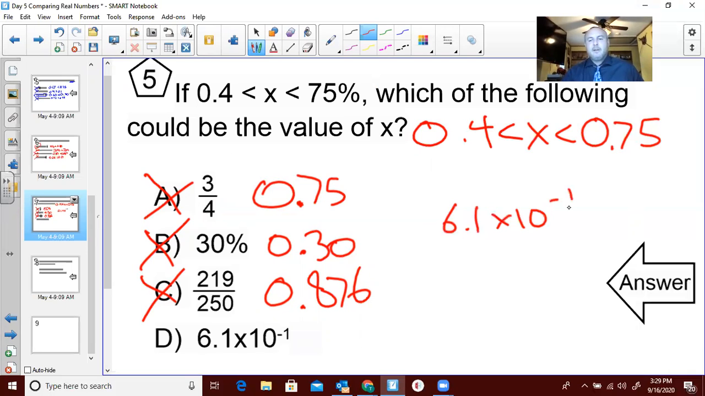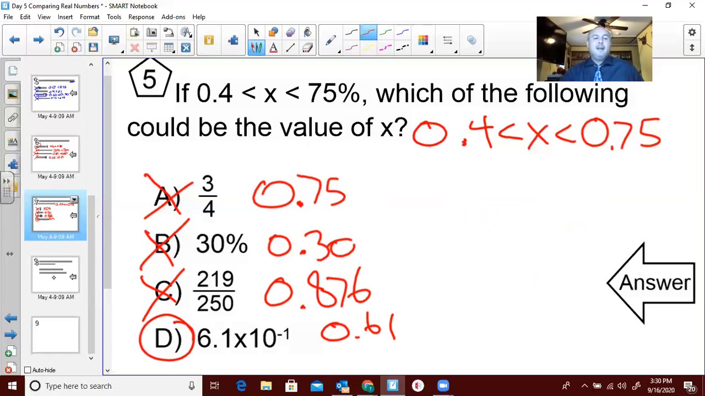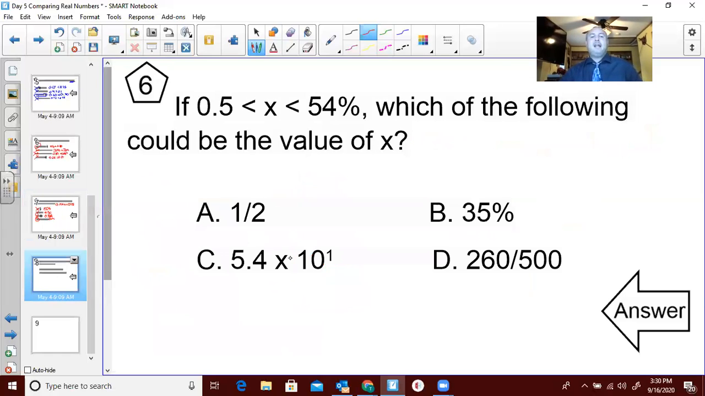10 to the -1. We look at this. We know that it's negative, so I'm moving the decimal that way. And it's got a 1. I'm moving it once. So I'm moving my decimal here, draw my 0, write my 0, and get rid of all this stuff, right? So I know that this is 0.61. And 0.61 is in fact greater than 0.4, and it is in fact less than 0.75.